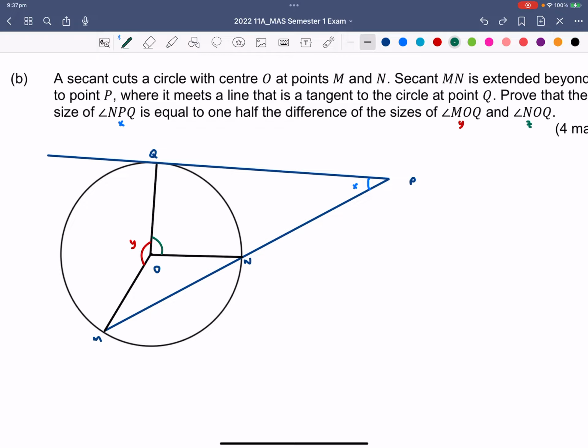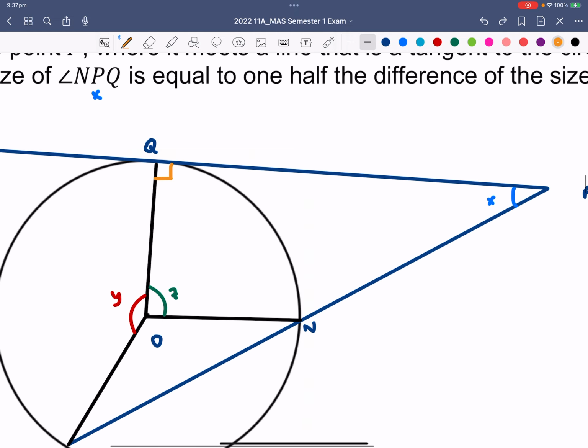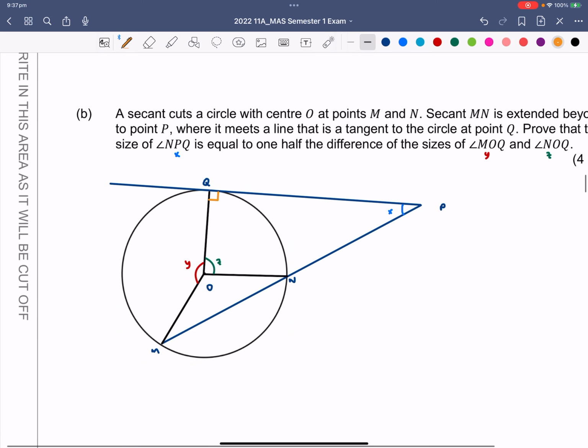Alrighty. Now, where to begin? Now, I know it's tangent, so if it's tangent, I better write the 90 degrees. Whether I use it or not I don't know yet, but I better write down that it's 90 degrees. We all know that a tangent is always perpendicular to the radius, okay? And it says proof, so I probably have to show a few things. So I'm not even sure if I'm going to use that yet. So let me just do the question first, see how it works out, and then I will write it down officially.